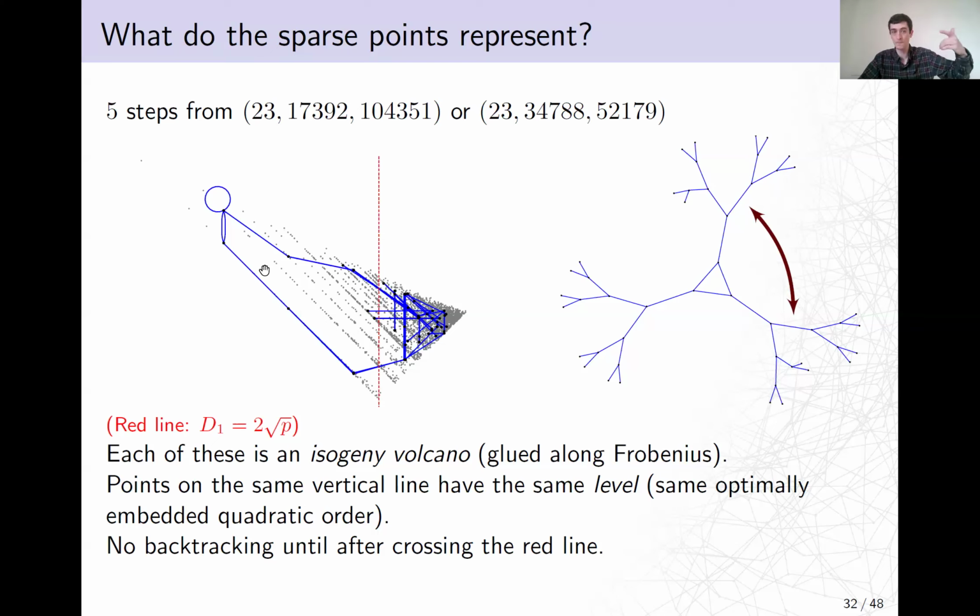We have a cycle, which, if you know much about oriented isogeny graphs, comes from the class group action of Z adjoin (1 plus root minus 23) over 2. And then we have these isogenies going down and to the right. Each step we take increases the conductor of the optimally embedded quadratic order. And we keep going down and to the right until we're past the red line.